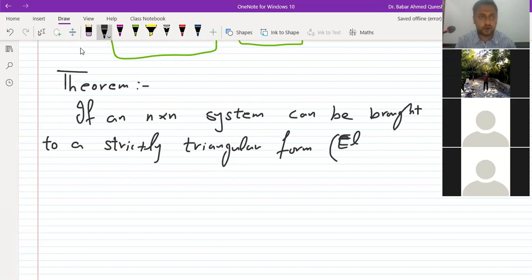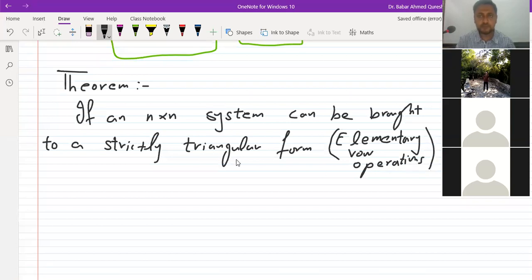Those allowed operations, when you do it in the form of matrix, they are also given another name. They are called elementary row operations. The three I listed over there. So if an n by n system can be brought to a strictly triangular form, we will have a unique solution.